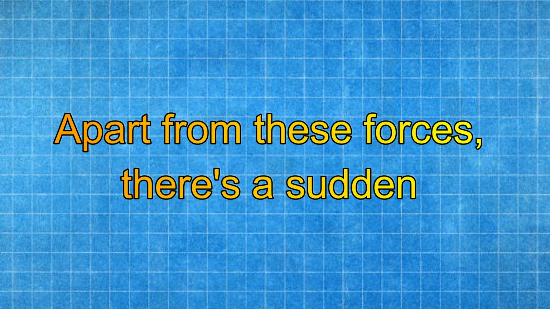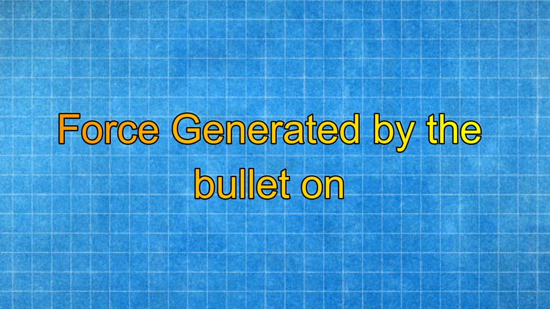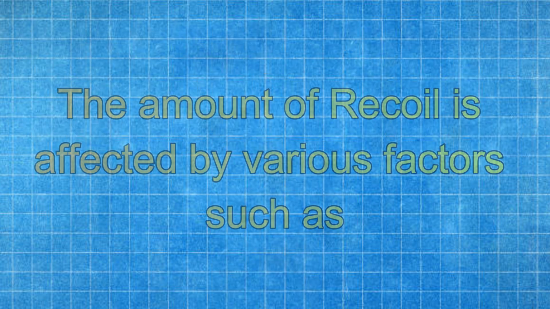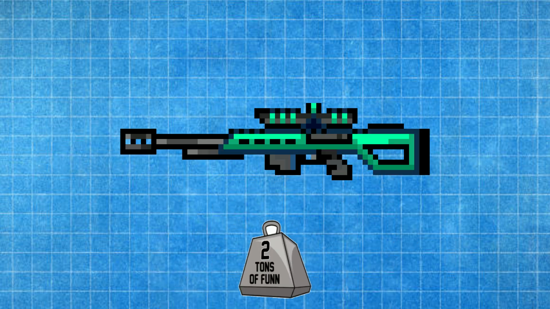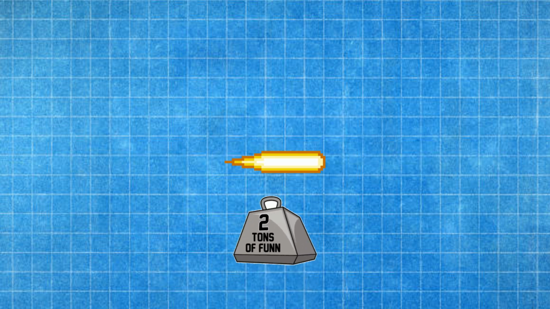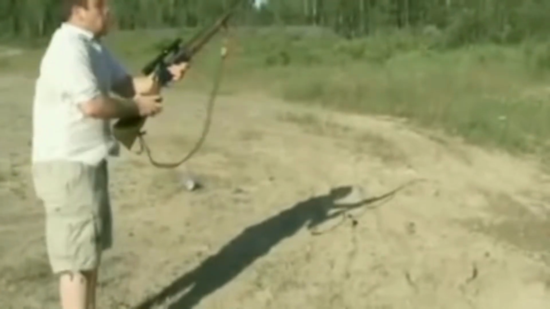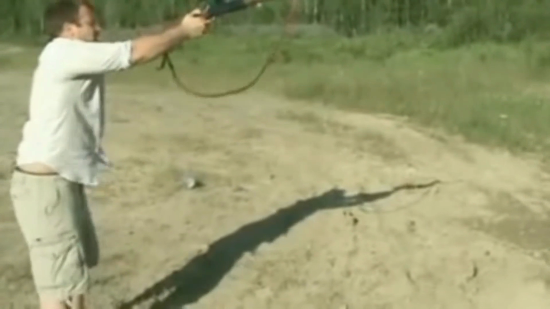Apart from these forces, there's a sudden force generated by the bullet on the shooter known as recoil. The amount of recoil is affected by various factors such as dimensions of the weapon, weight of the bullet, and the type of weapon. This also includes the way the weapon is handled.